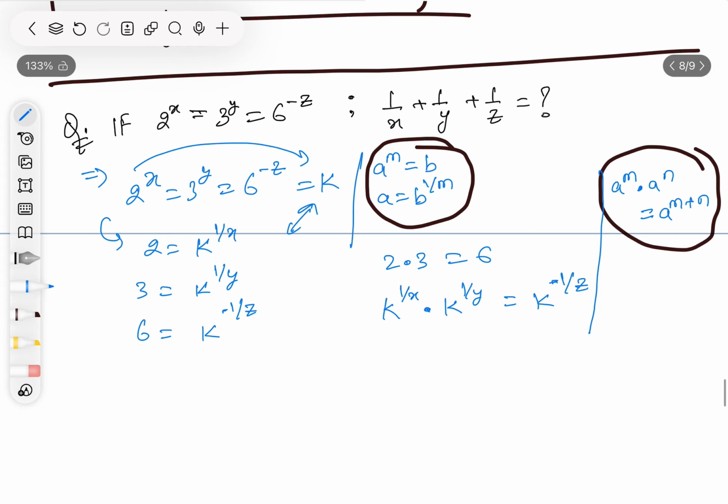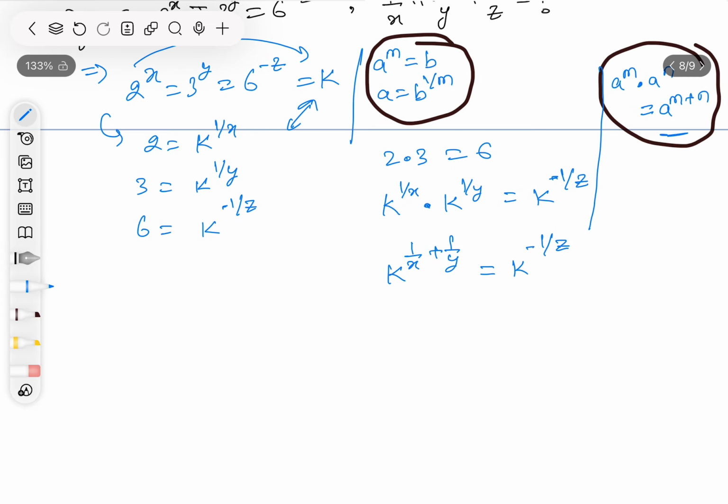So now, a to the power m plus n, so that means I can write k to the power 1 by x plus 1 by y equals k to the power minus 1 by z. Now since the base, that is k, is the same, we can write 1 by x plus 1 by y is equal to minus 1 by z. Since k is on both sides, the powers should be equal.